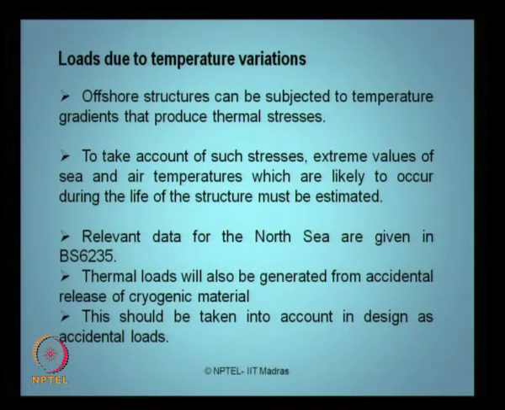The thermal loads will also be generated from accidental releases of cryogenic materials. This should be taken into account in the design as accident loads when designing members of offshore structures.